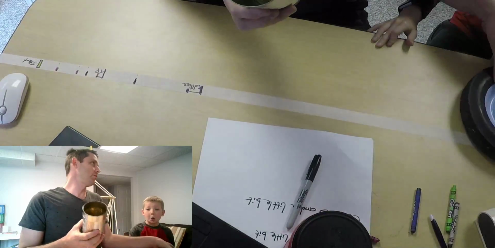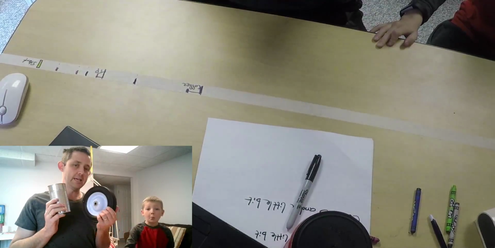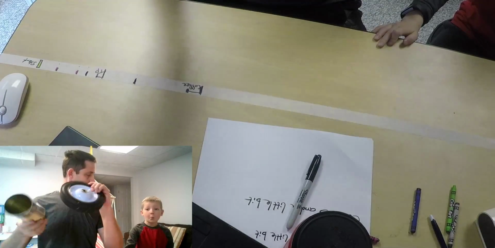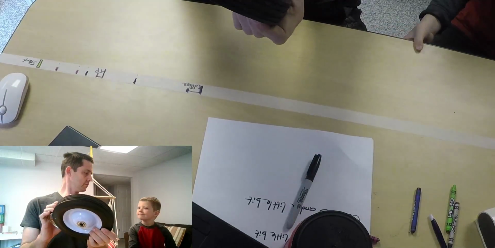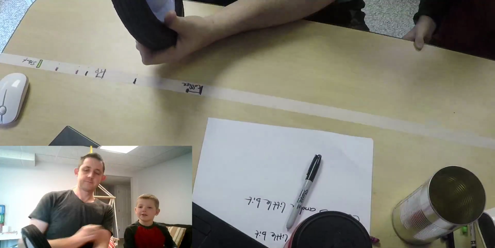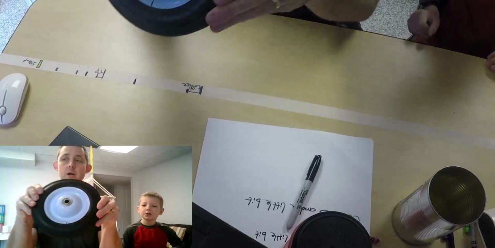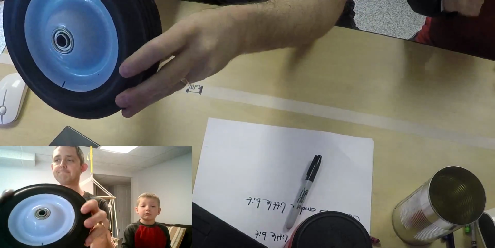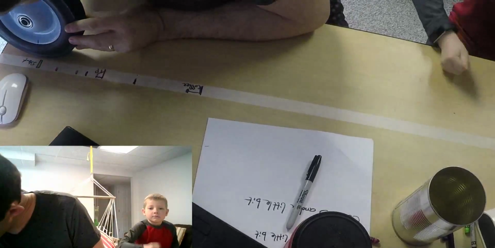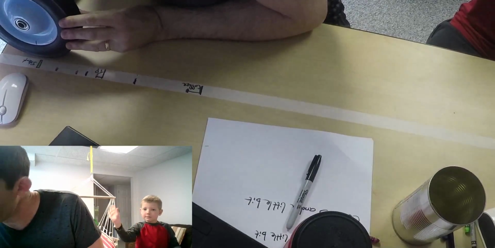No. Or should we do the wheel? Should we do the can or the wheel? Let's do the wheel. I was thinking you were going to say that. Let's do it. So I put a mark on it. You can see the mark right down there on the bottom. Yep. All right. So let's line it up. Okay, here we go.